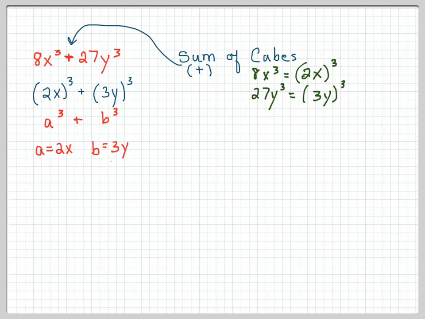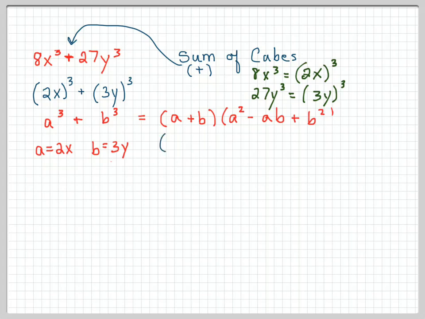Now we have to memorize the model, and the model looks like this. Take your a and add it to your b, then take your a and square it, then subtract off a times b, and then add on your b value squared. And that will be the factorization for the original sum of two cubes.